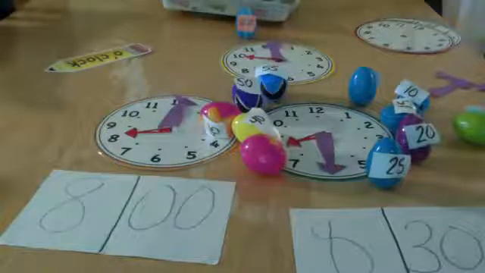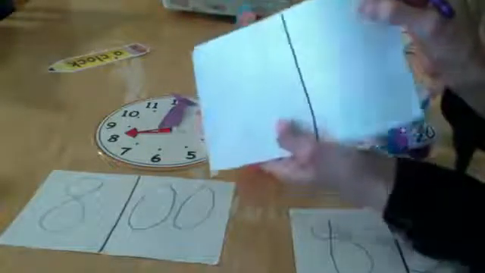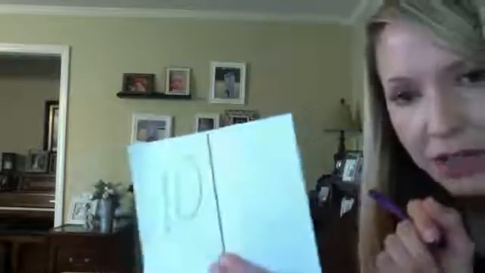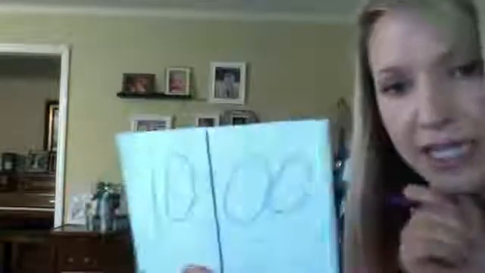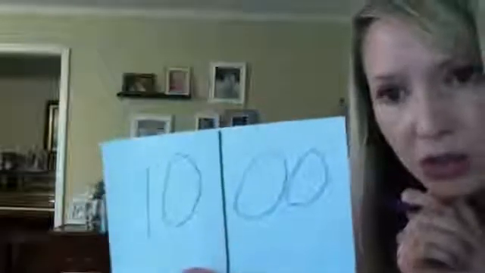So what number do you think that I need to write first on my digital clock? Can anybody help me out there? I have to write a 10 first because that's my hour and that's what I say first. And then we said o'clock. What did I say o'clock looks like? 0, 0. So this would be 10 o'clock on a digital clock.